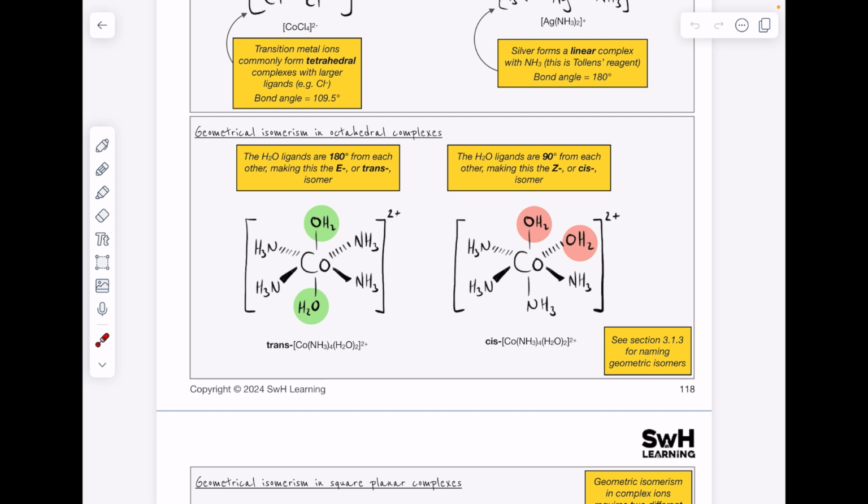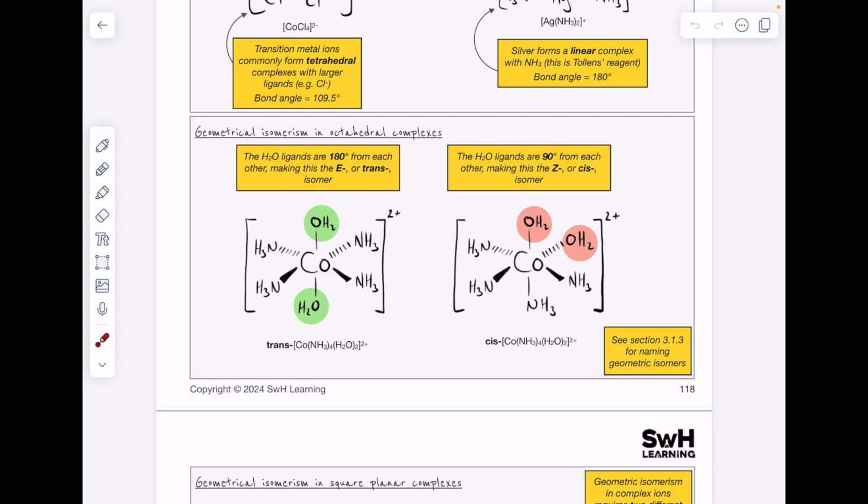So in essence, the complex ion is the same. You have a cobalt transition metal ion located in the middle of our complex ion. You're going to have 2 different ligands. One of them is ammonia, one of them is water. Now, the way in which these ligands can arrange themselves varies, hence the presence of geometrical isomerism. In this case, the water molecules are located opposite each other.